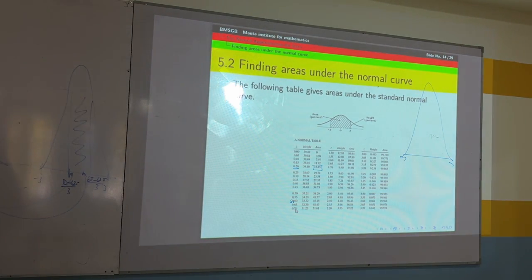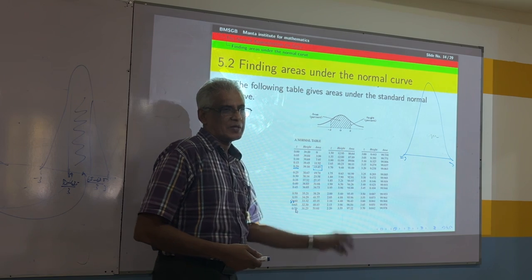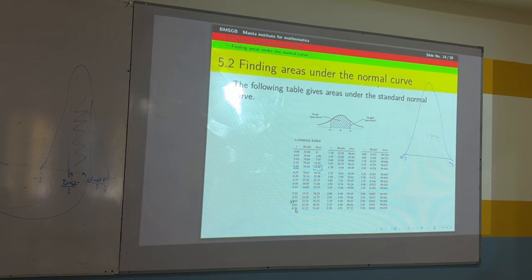If you look at the 1 value, it will be roughly 68 point something here, right? So you can use that table to find out actually any area under any normal distribution.